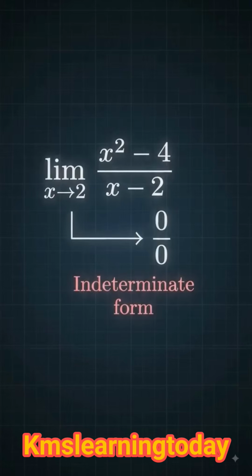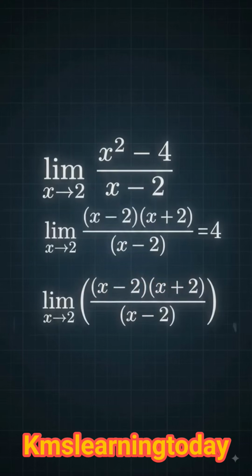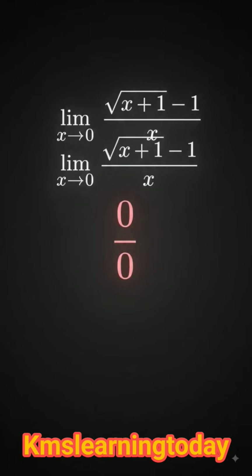Direct substitution gives 0 over 0, an indeterminate form. So we factor the numerator, cancel the common factor, and then take the limit. The answer is 4.